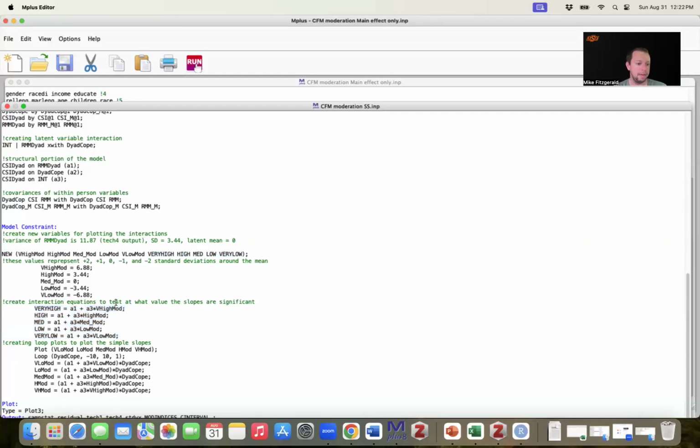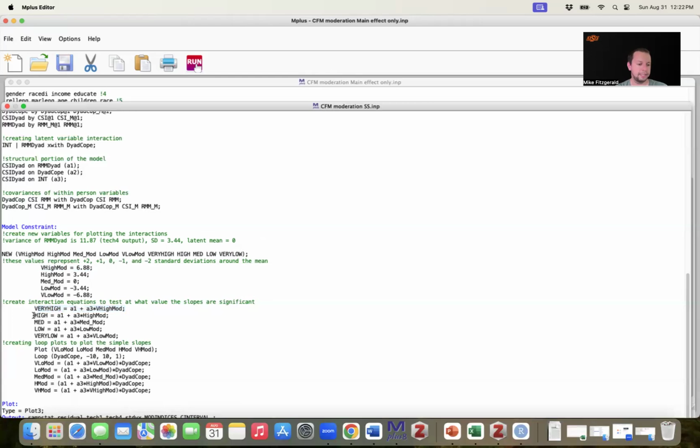equations. Okay. And so moving down to the simple slopes equations, we have very high. So this is going to be the effect, our main effect, all right? And then this is going to be plus, and then this is the slope of the moderator, all right? So again, and then we have our V high mod. So the slope of the moderator times this specific value of the moderator. All right. And then that's going to be the effect that we see when it's very high.